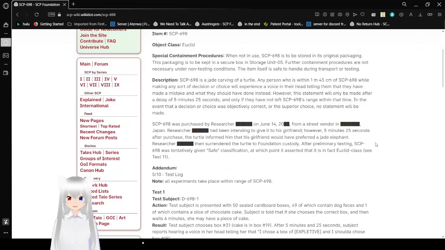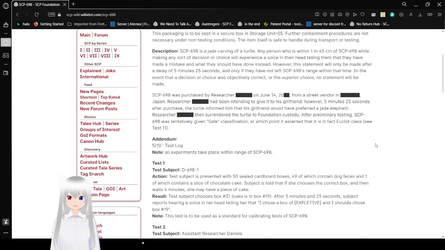Description: SCP-698 is a jade carving of a turtle. Any person who is within 1 meter and 45 centimeters of SCP-698 while making any sort of decision or choice will experience a voice in their head telling them that they have made a mistake and what they should have done instead. However, this statement will only be made after a delay of 5 minutes and 25 seconds, and only if they have not left SCP-698's range within that time. In the event that a decision or choice was objectively correct or the superior choice, no statement will be made.